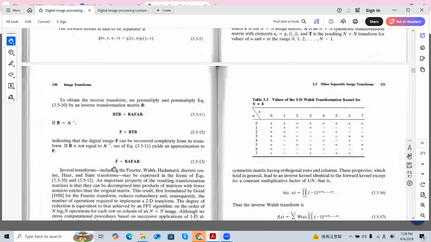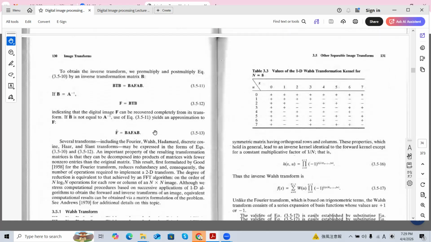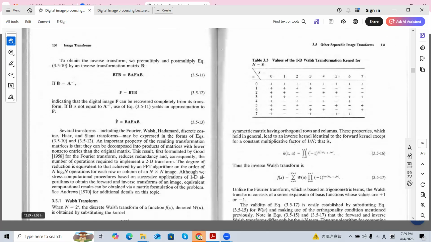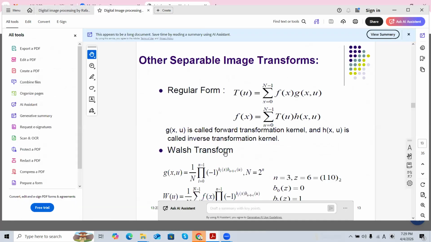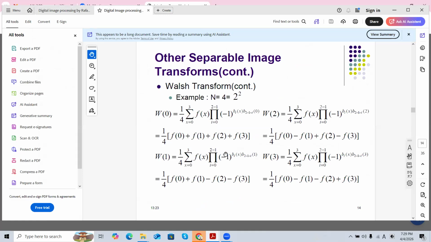And if B is not exactly the same as the inverse of A, then it is only an approximation. So we have different kinds of transformation. First is Hadamard. No, first is the Walsh transform. Let's go back here. So first is the Walsh transform.